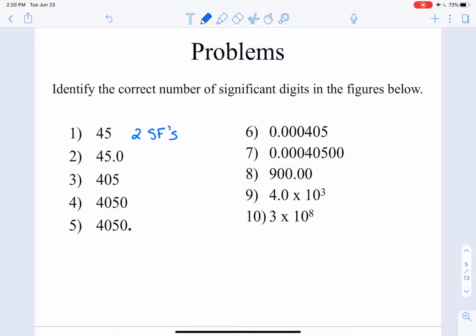What about with number 2? So number 2 is definitely different from number 1 on purpose. So we added an extra digit there on purpose. That one is 3 significant figures. So by saying 45.0, we're now saying that the 4 and the 5 are certain, and the 0 is our estimate, our guess. Whereas in just plain old 45, the 4 is certain, but the 5, oops, why did I write uncertain for 4? 4 is certain.